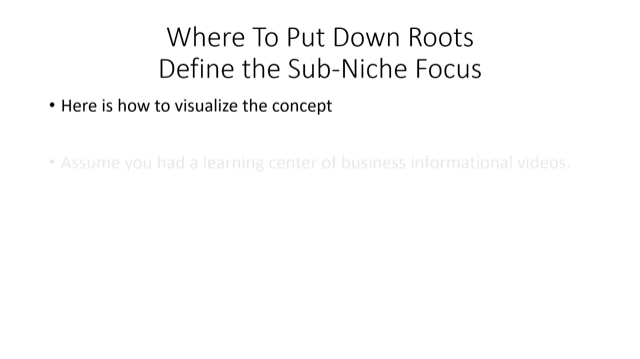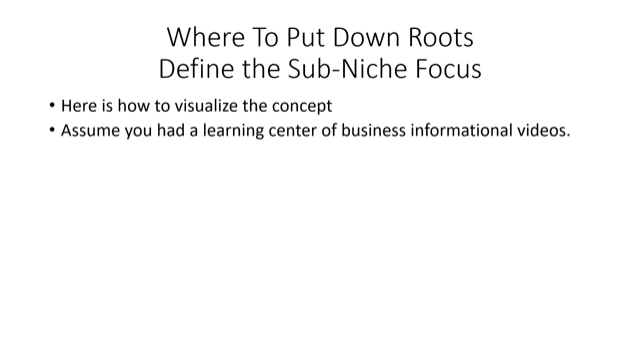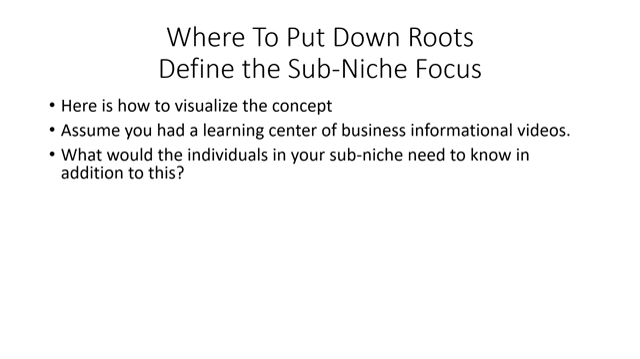And so here's how you're going to visualize the concept. Assume that you had a business learning center of information videos for that market, right? You've got videos on Facebook, you've got videos on Twitter, you've got videos on YouTube, you've got videos on everything in terms of business, and you have that business information learning center. What would the individuals in your sub niche need to know in addition to that? Because that's what's really going to make your learning center stand out, right?